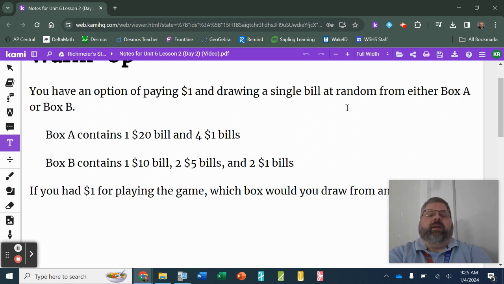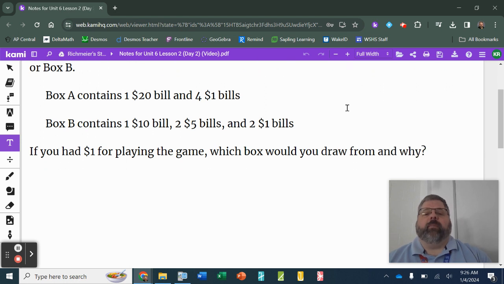So you're given an option of playing a game where you have to pay $1 and you're going to draw a single bill at random from either box A or box B. Box A contains one $20 bill and four $1 bills. Box B contains one $10 bill, two $5 bills, and two $1 bills. If you had to pay $1 for playing the game, which box would you draw from and why?